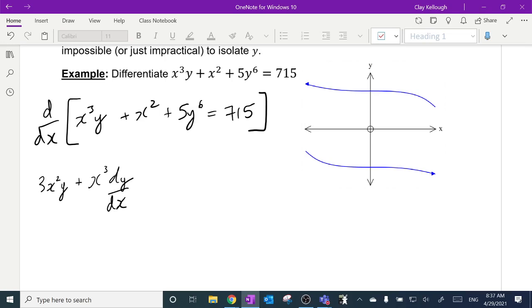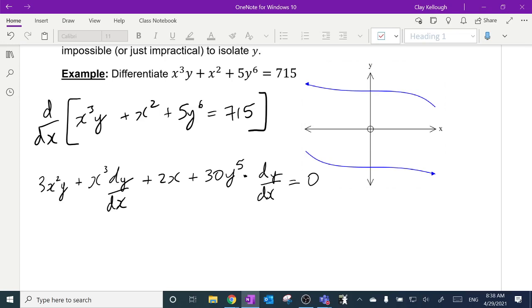Now we'll move on to deriving this guy. That one's easy. That's just 2x. Then we'll move on to deriving this guy, which again I think of as a chain rule. So it's the outer derivative, which is 6 times y to the power 5, times the inner derivative. And of course, the derivative of any constant, I don't care how big it is, is still 0.